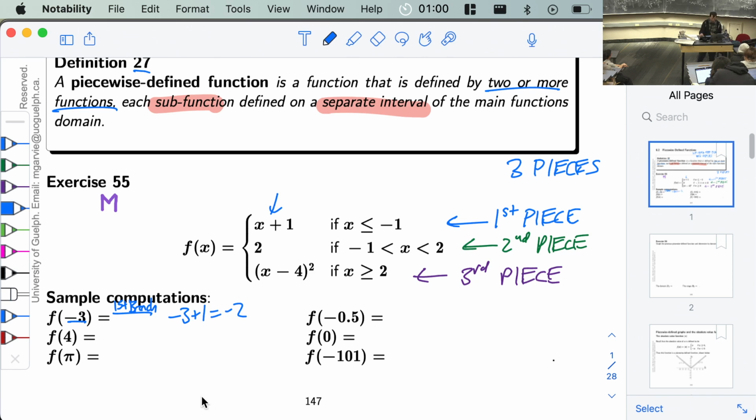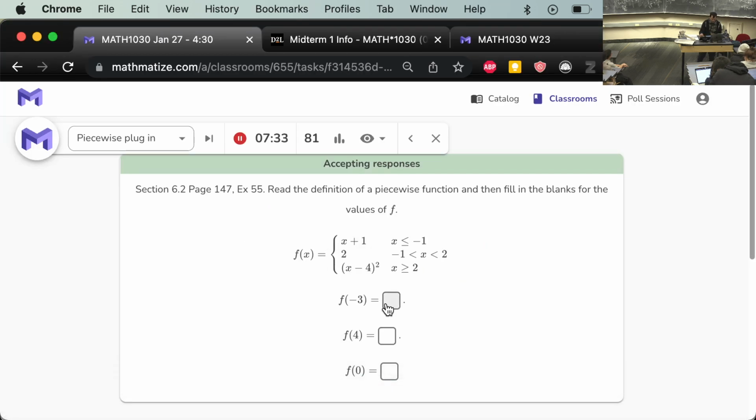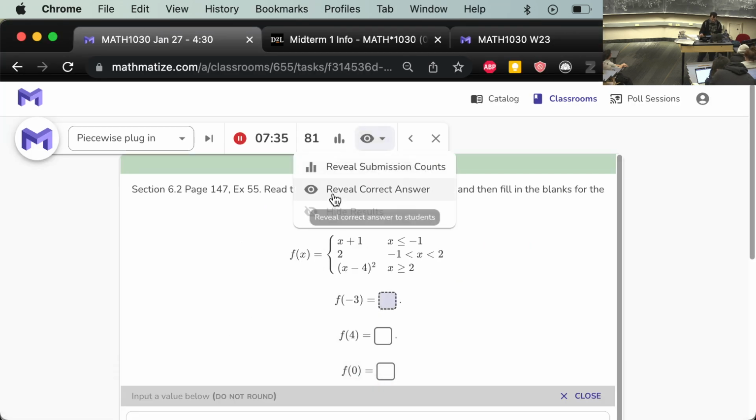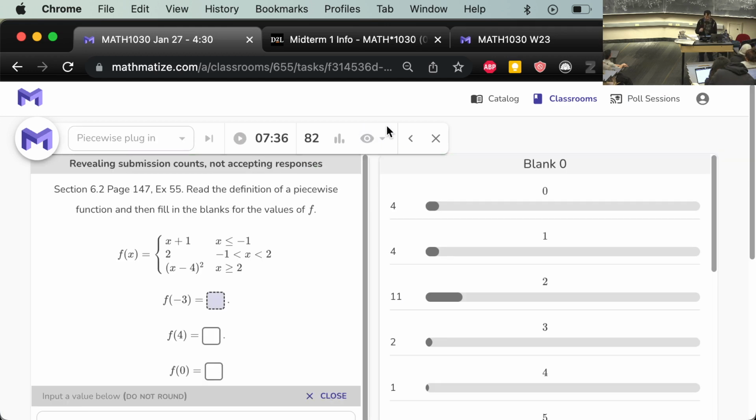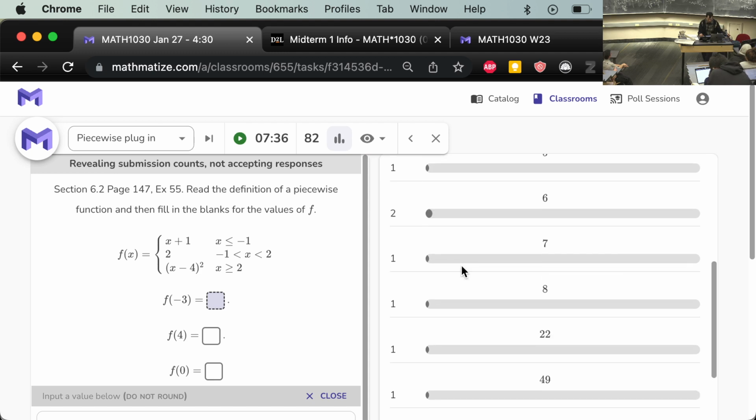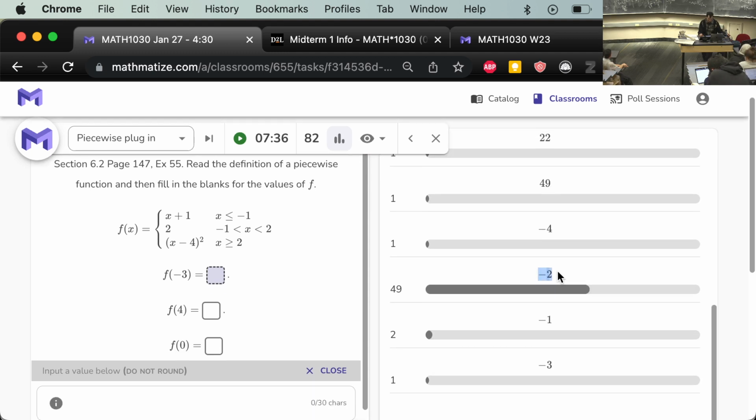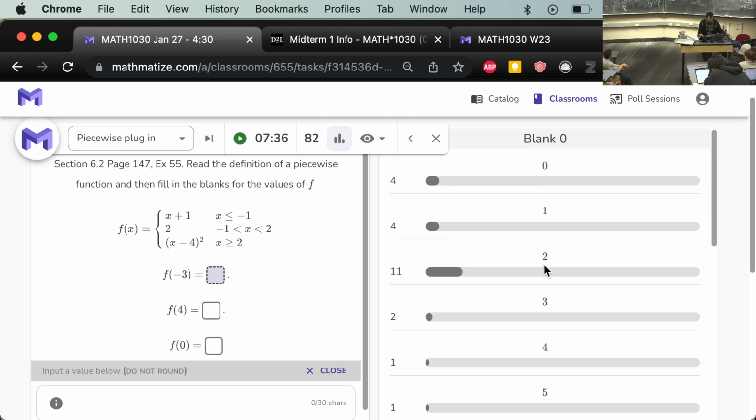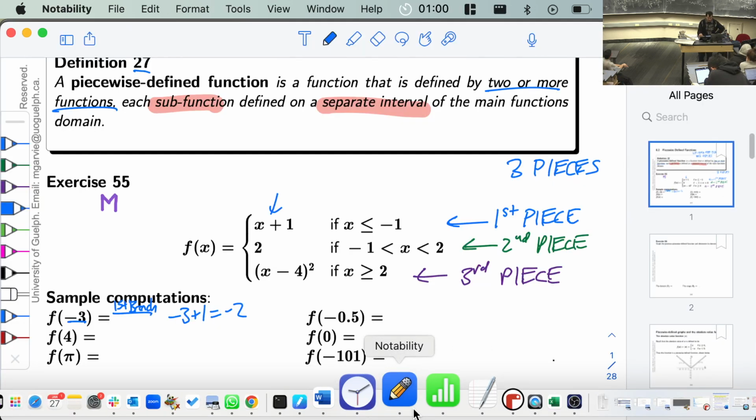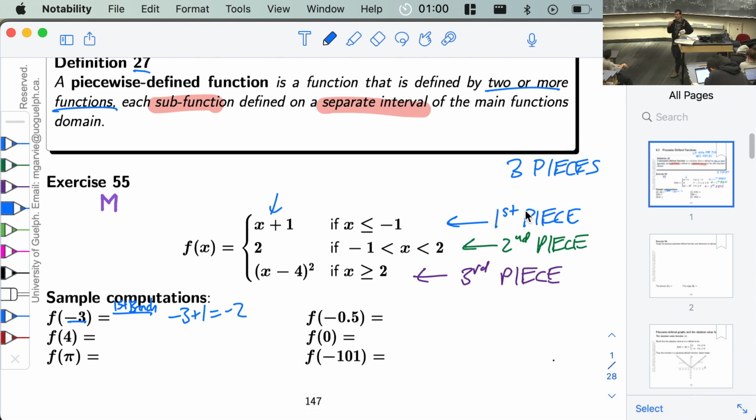Let's see what people said for this one. I'm going to reveal the counts. All right. Lots of people said -2. 11 people said 2, and -2 was very popular. So great job, guys. Most people got -2. I guess if you got 2, maybe you put it in the wrong branch, because the middle branch is 2. So if you put it in the wrong branch, maybe you got 2 by accident. It is the first branch, or the first piece. I guess it's called piecewise, so maybe we should call them pieces.